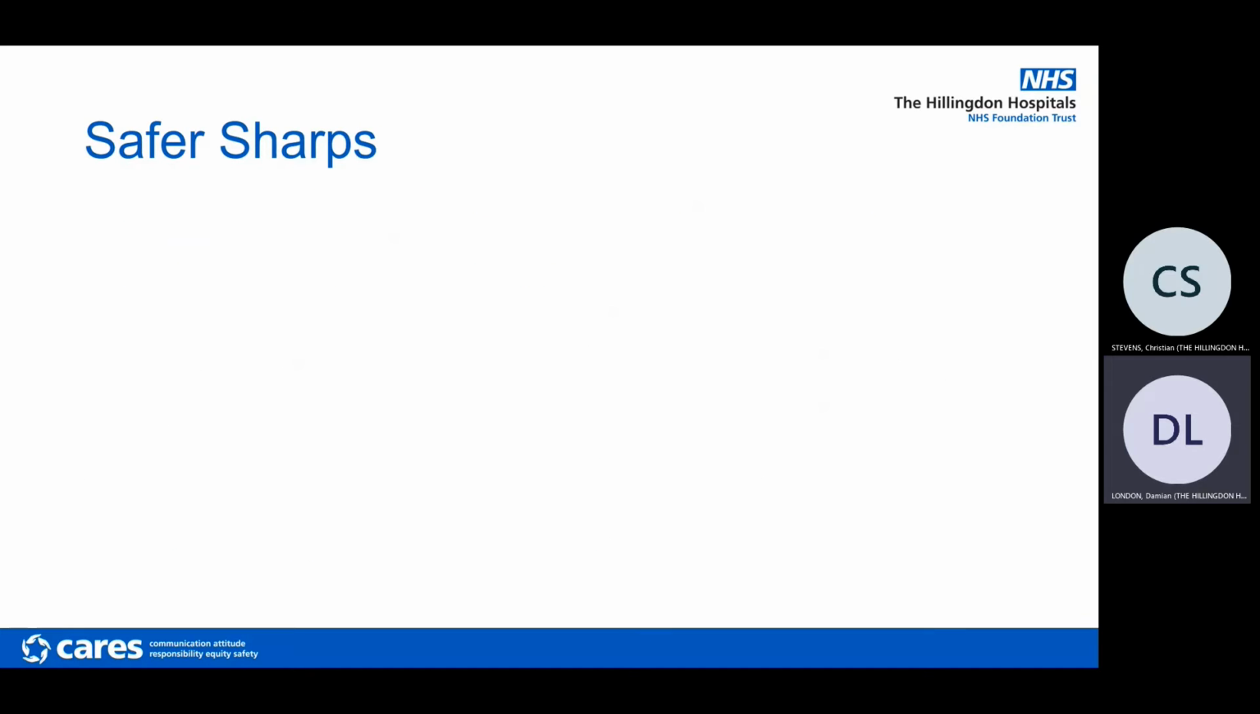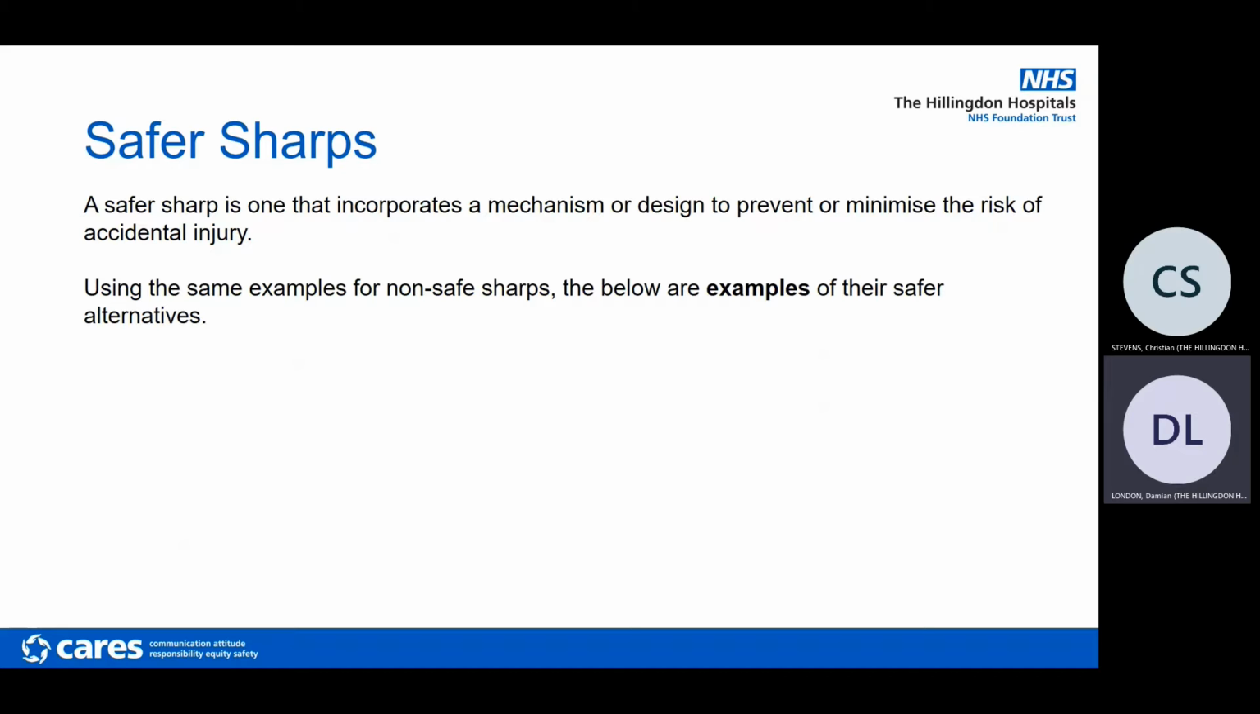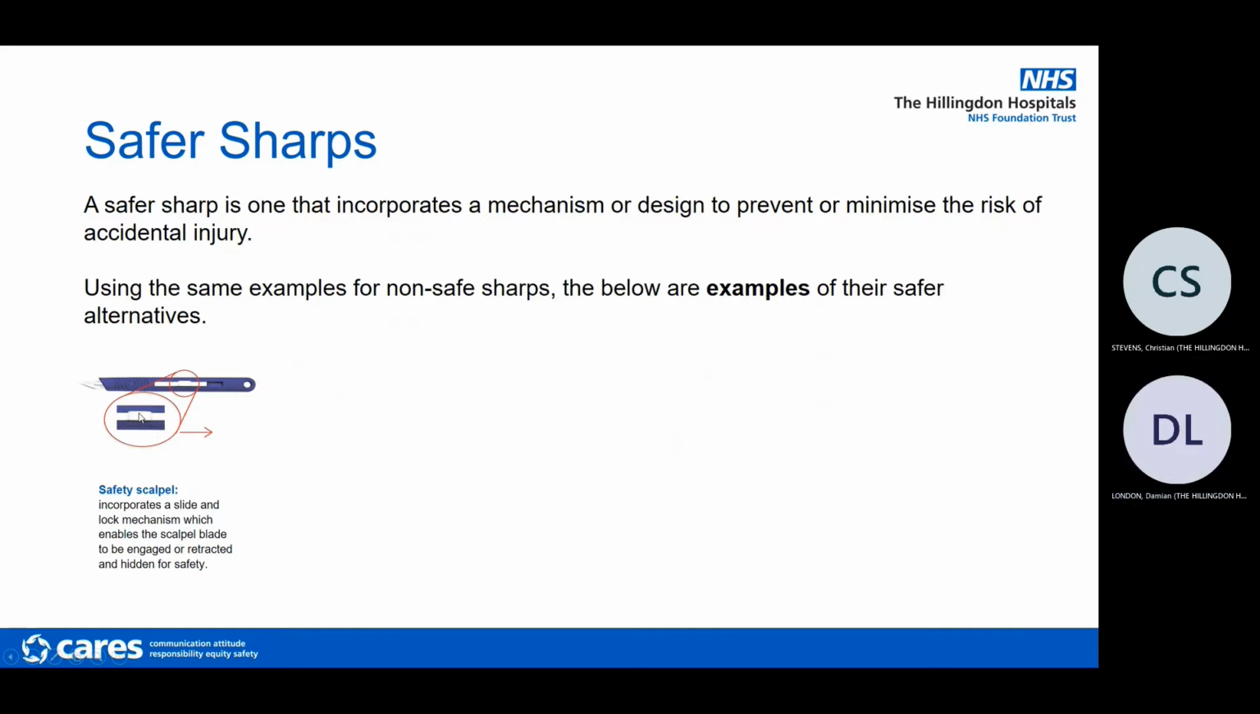Conversely, a safer sharp is one that incorporates a mechanism designed to prevent or minimize the risk of accidental injury. Taking the examples of non-safe sharps, here are some safer alternatives that you would see within the trust. Here's an example of a safety scalpel. The safety mechanism here is the slider mechanism, which helps to retract the blade during or after use, which then prevents the blade from being exposed.